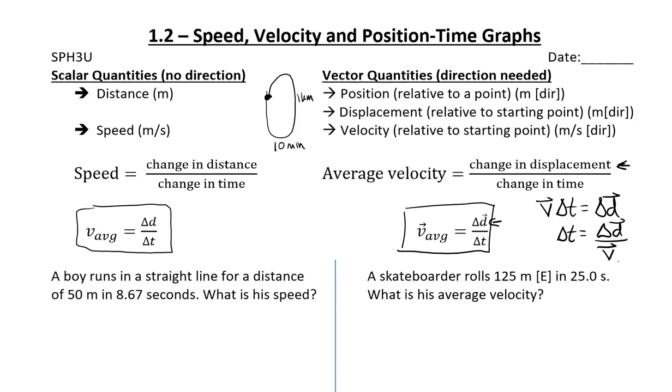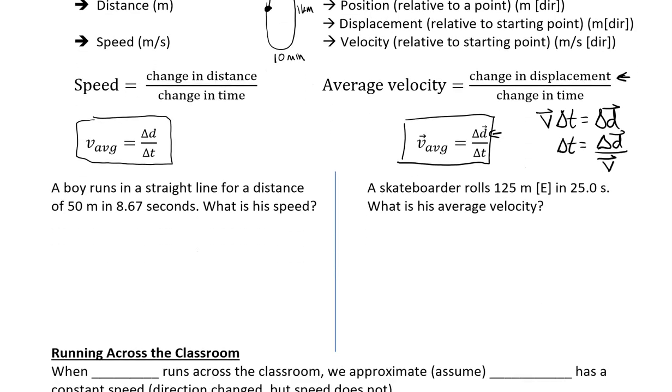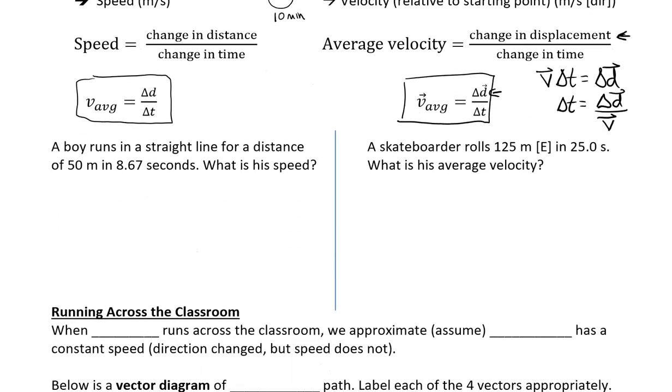All right, let's look at some questions around this. A boy runs in a straight line for a distance of 50 meters in 8.67 seconds. What is his speed? We're using the average speed here. We list the change in distance, which was 50 meters, and the change in time, which was 8.67 seconds. The speed is what we're trying to solve. We know that speed is the change in distance divided by the change in time.